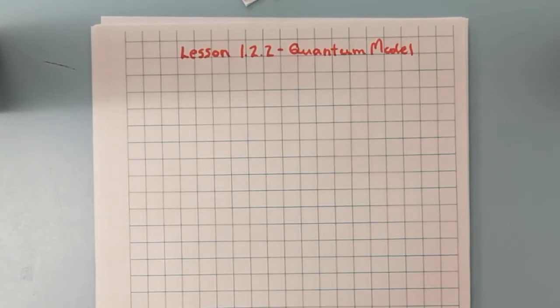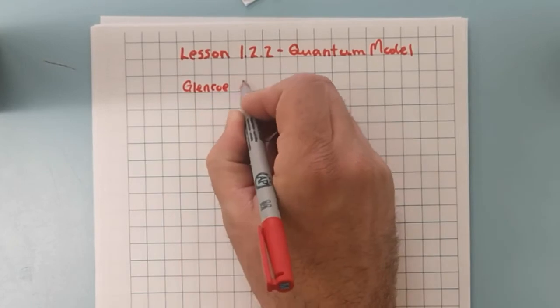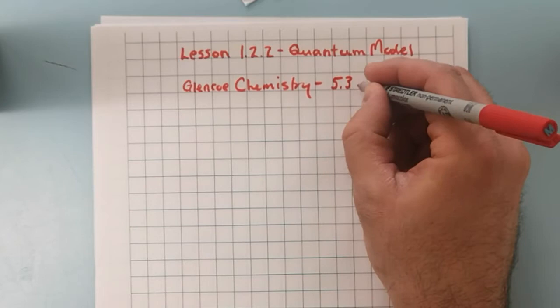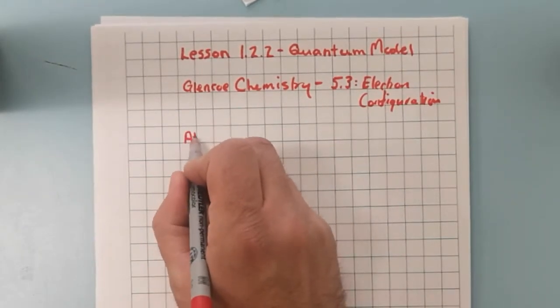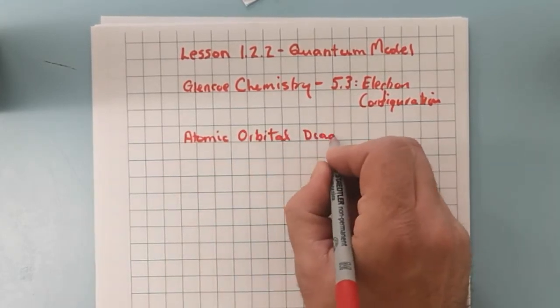Lesson 1.2.2, electron configuration. From here, we're transitioning from the classic Bohr model of an atom to the quantum mechanical model of the atom, something we discussed previously. The topic we're looking at today is from our Glencoe textbook, Chapter 5, Section 3. The first thing we're going to look at is atomic orbital diagrams.